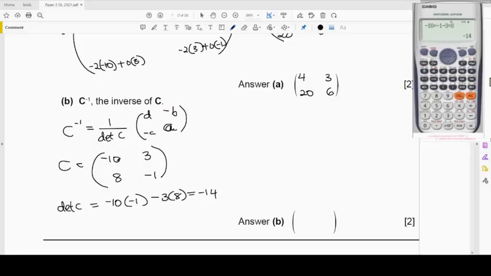Okay, then I just follow this formula. So C inverse is equal to 1 over my determinant, so it's 1 over negative 14, and then I transform this matrix the way I have here. I swap these two elements, so the -10 will go to the bottom and the -1 will go to the top. And then these two entries on the minor diagonal, I'll multiply them by -1. So -1 times 3 is -3, and 8 times -1 is -8.